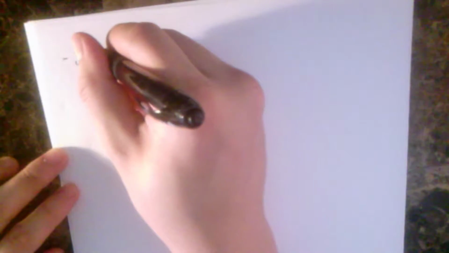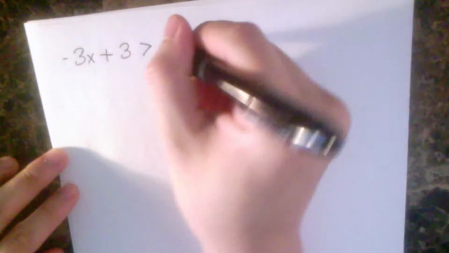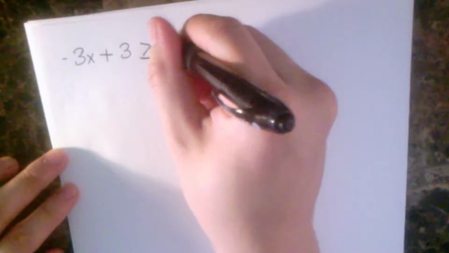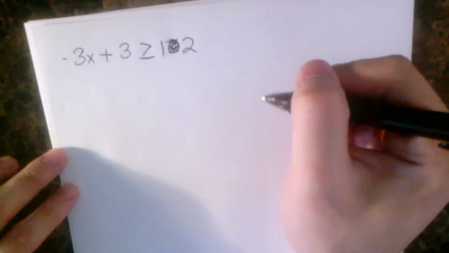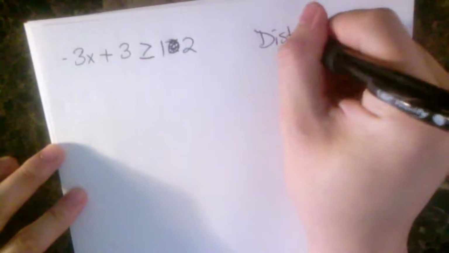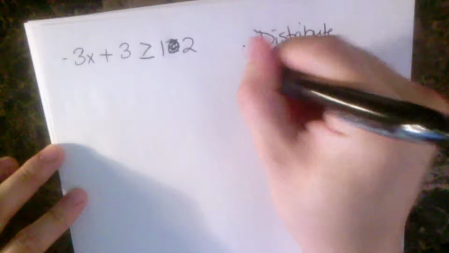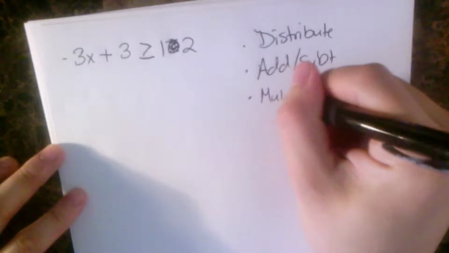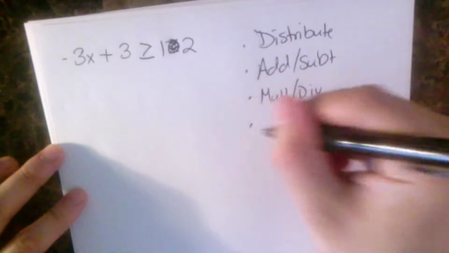Real quick example of graphing. -3x plus 3 is greater than or equal to 10. Sorry. Let's do this one. That way we end up with whole numbers, so it's easier to graph. Okay? Again, we have our steps. So remember, our steps are just distribute. This is in the other video as well, but distribute, add and subtract where necessary, multiply and divide, and then simplify.